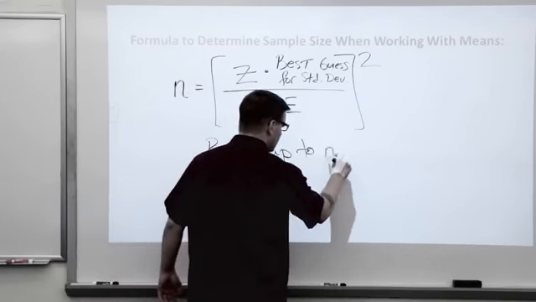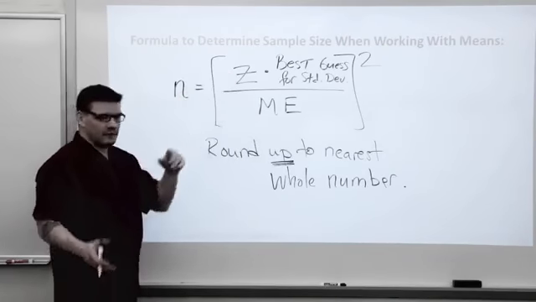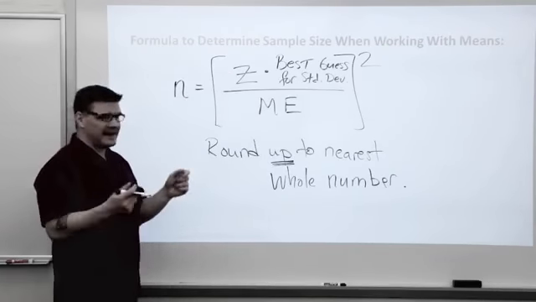The answer has to be a whole number, and for sample size only we always round up, because to have that margin of error requirement and that confidence level requirement, we need at least this much data, so we'll round up just to be conservative. Okay, so there's the formula.